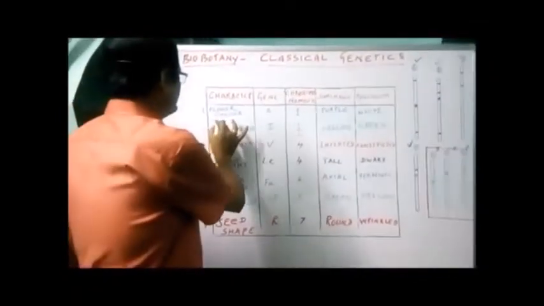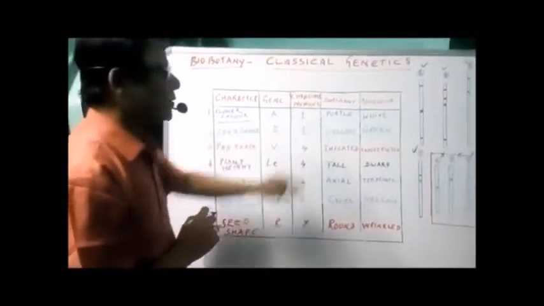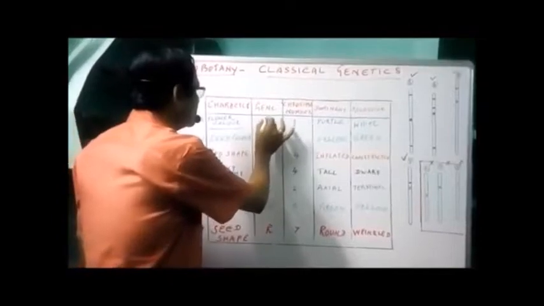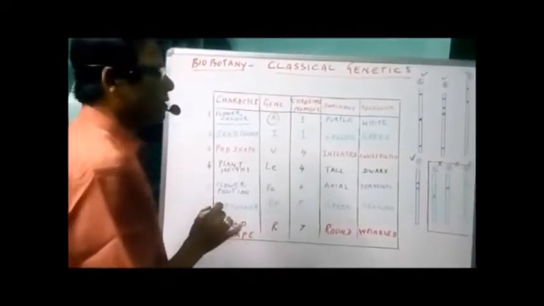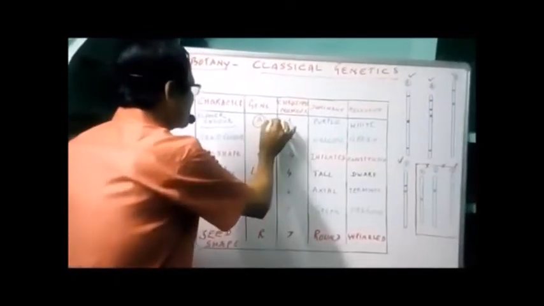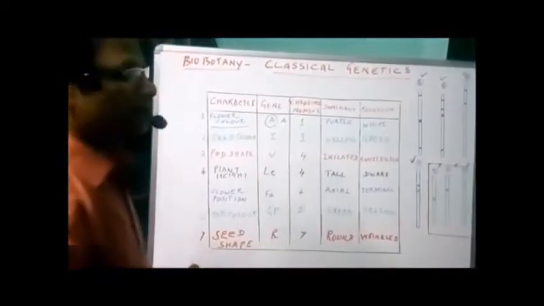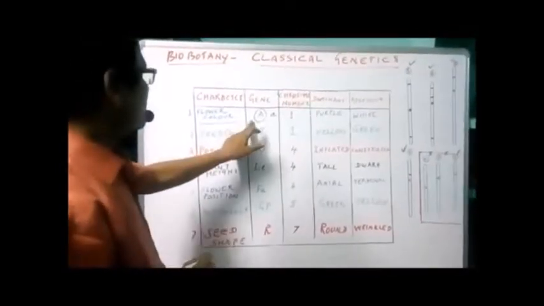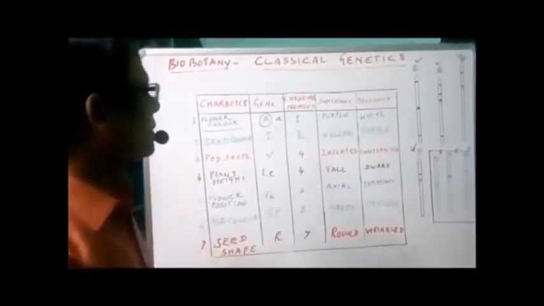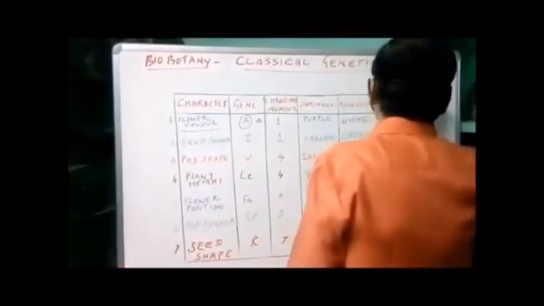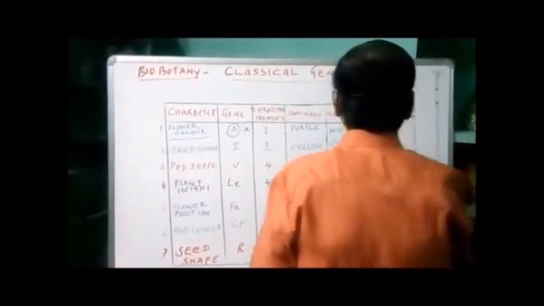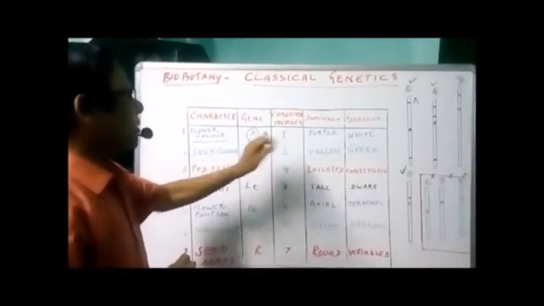Now let's take character number 1, the flower color. The gene for flower color is located in chromosome number 1. The dominant gene is capital A. So the mutant form, the recessive gene, is small a. So this is the gene for flower color located in chromosome number 1. So this is gene for flower color A. Now, so it's chromosome number 1.